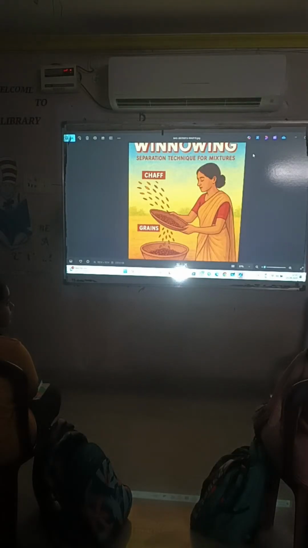A wide open pan is taken, and they do chopping. They shuffle it, but not like this: left to right, top to bottom. When they shuffle it, the lighter particles come on the top layer or the surface. At the bottom, what is left over? Heavier particles. The heavier particles stay at the bottom itself, but the lighter particles are easily blown by the air.